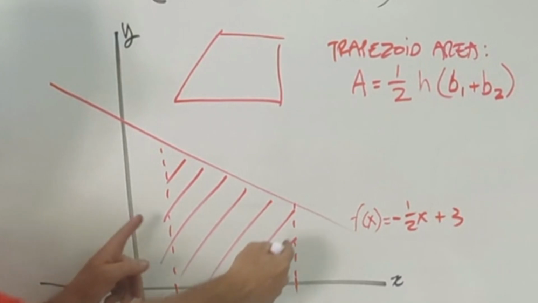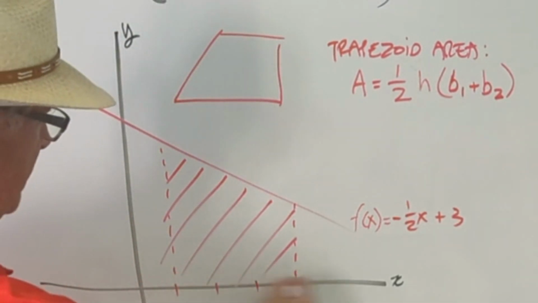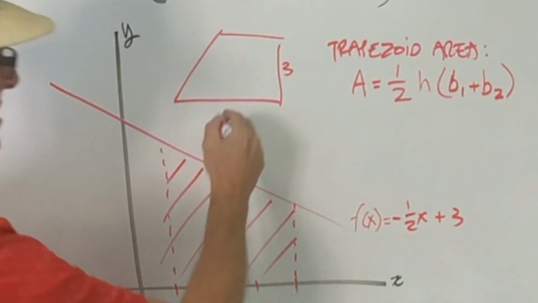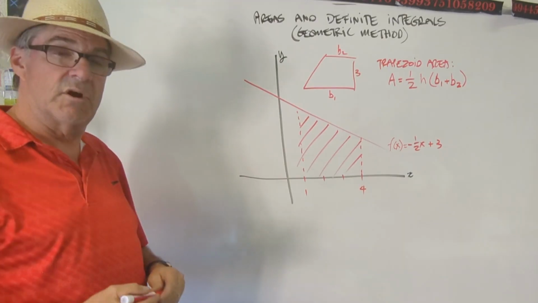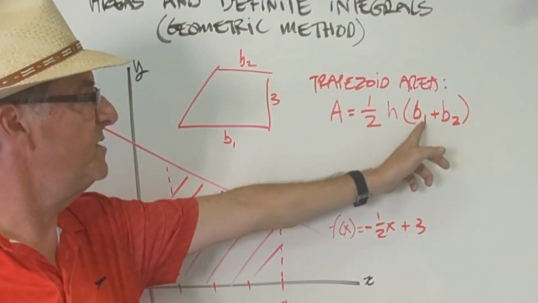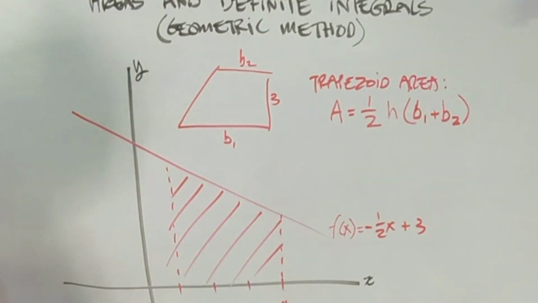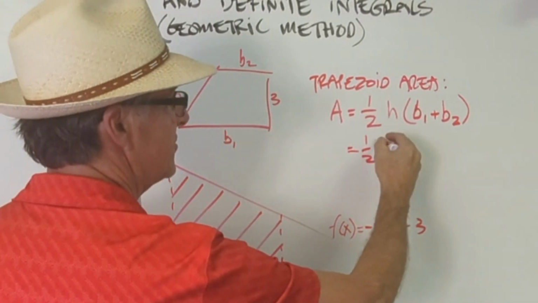Okay, so these are my bases, and my height would be this distance here. So I know my height is 3, and then I have B1 and B2 there. So our formula is a little bit different. It's area equals 1/2 height times B1 plus B2. So now we can do a plug-in there for this, area equals 1/2 times height, which is 3.